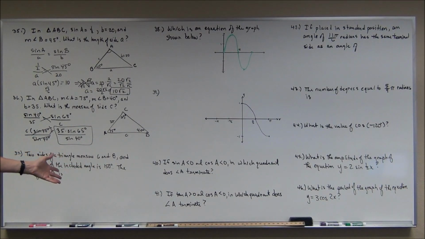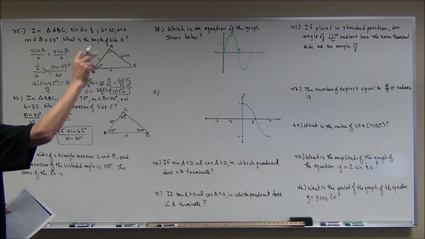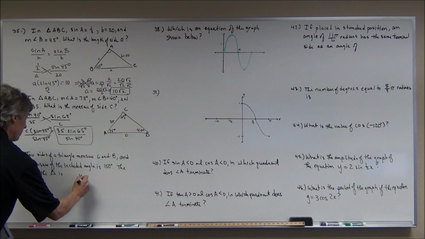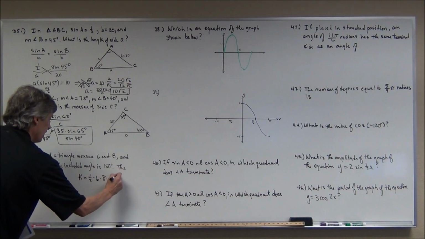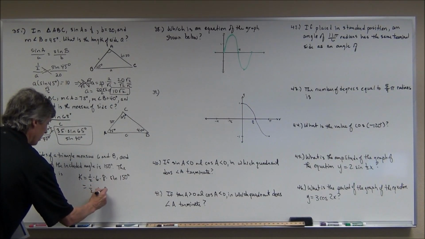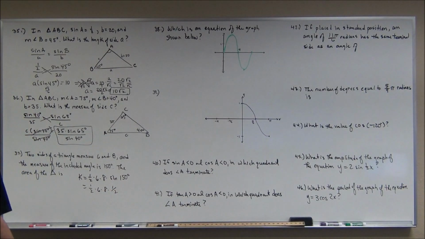Well, we did one just like this in the other video. Remember, 1/2 times one side times another side times the sine of the included angle. So the area is going to be 1/2 times 6 times 8 times the sine of 150 degrees. The sine of 150 degrees is a half. And you say, well, I don't have it memorized. I know I should have memorized it, but I don't have it memorized.